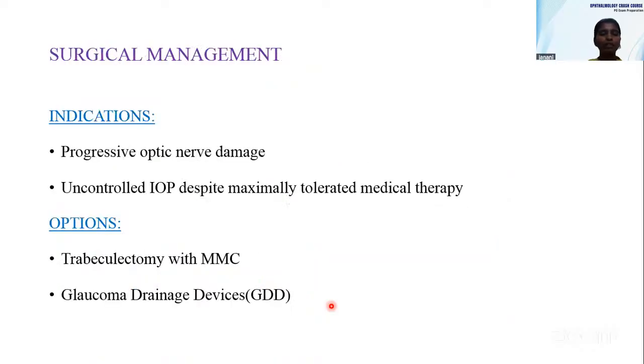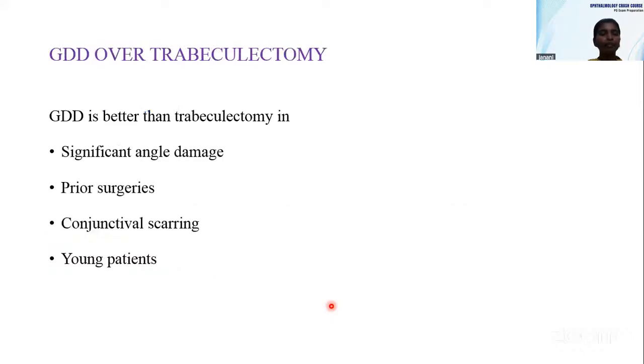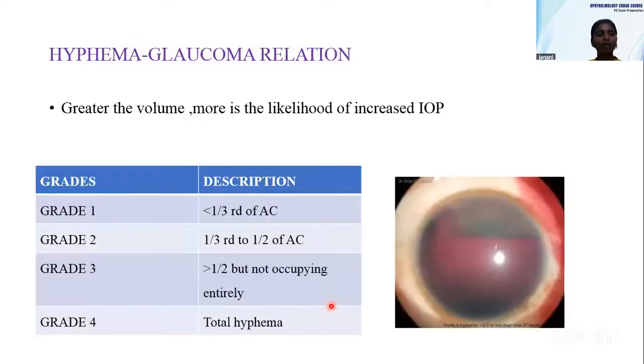And usually, it is one of the glaucomas which is refractory to medical management. So the indications for surgical management would be progressive optic nerve damage, and uncontrolled IOP despite maximally tolerated medical therapy. The options of treatment would be trabeculectomy with MMC, that is augmented trab, or glaucoma drainage devices. When should you consider GDD more than trabeculectomy? In case of significant angle damage, prior surgeries, conjunctival scarring, and young patients who are most likely to fail. In those conditions, GDD can be preferred over trab.